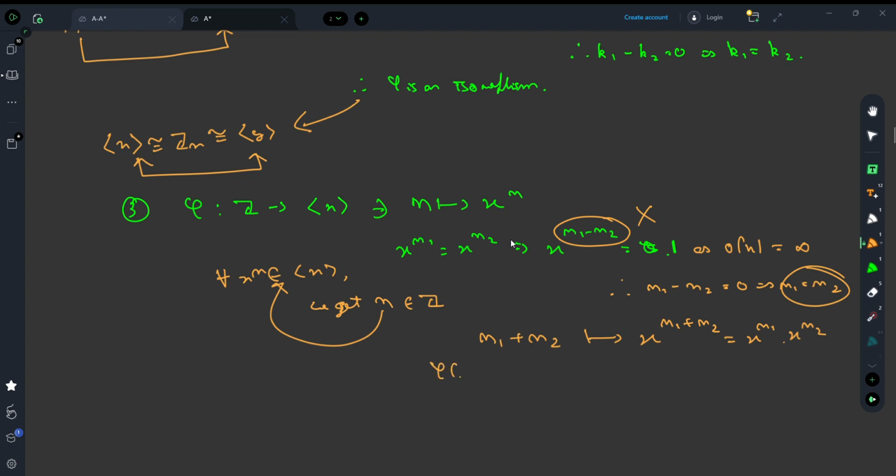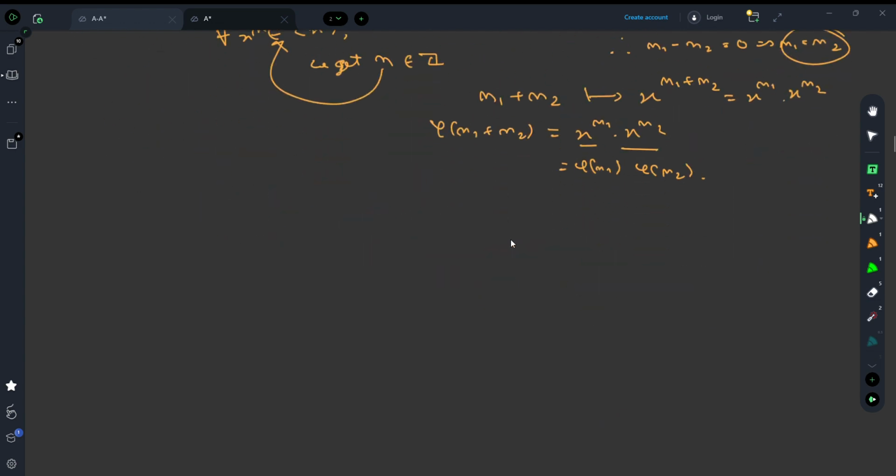And the concept of homomorphism directly comes from statement 2: what happens if you add two integers in Z? This gets mapped to x to the power n1 plus n2, but x to the power n1 plus n2 is nothing but x to the power n1 times x to the power n2, right? So phi of n1 plus n2 is equal to x to the power n1 dot x to the power n2. This is phi of n1. This is phi of n2, right? So in this case as well, phi is an isomorphism, right?